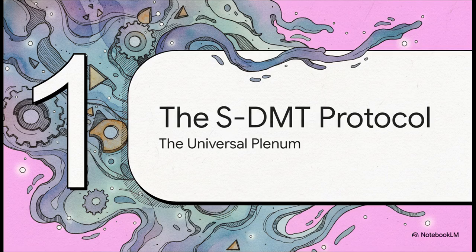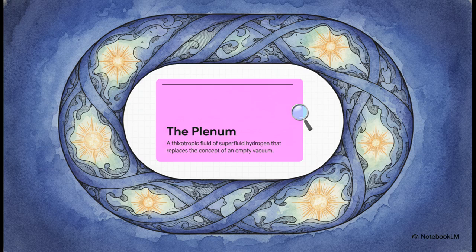Section 1. The S-DMT protocol, the universal plenum. Okay, so to grasp the math we'll be looking at later, we need to lay down the rules of the game for this radically different cosmic model. Remember, we're exploring this neutrally, just treating it as a breathtaking conceptual puzzle. The source text defines this universal fabric as the plenum, but it isn't just like tap water. It's a thixotropic fluid made of superfluid hydrogen. Now, thixotropic basically means the fluid's viscosity actually changes depending on the pressure applied to it. Think of how quicksand reacts when you struggle in it. It gets thicker, right? In this model, the universe acts as a massive topological loop, specifically a Klein bottle.